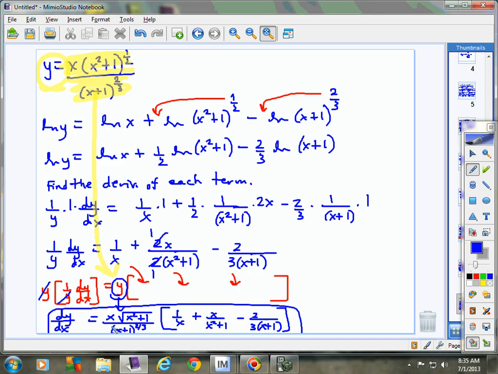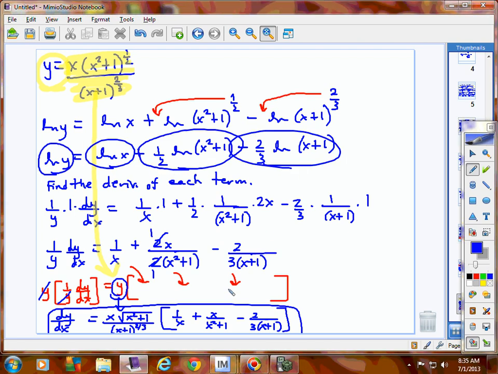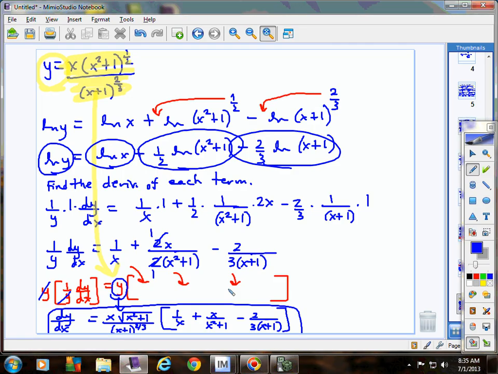So log both sides, split up the log of all your products and differences, products and quotients, bring your powers to the front, and then find the derivative of each term. So 1, 2, 3, 4 terms in that one too to find the derivative of. Any part of that one you want me to go back through on 3.8? Any parts you missed and you don't know how you missed it? Okay, then.